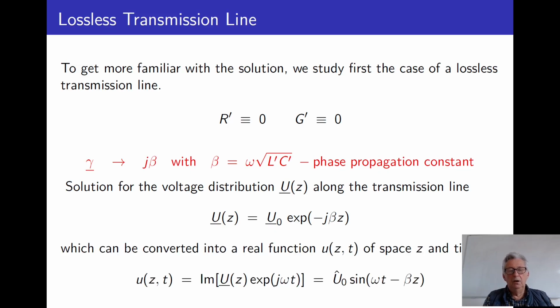And also in the next step, of course, this is a quite complicated function in the complex plane. So what we want to do now is convert this function into a real function of space and time, and this can be done with the help of this equation. So we end up in this equation, which is a function of space and time. It's a sine function of omega t minus beta z. But what does this again mean now?